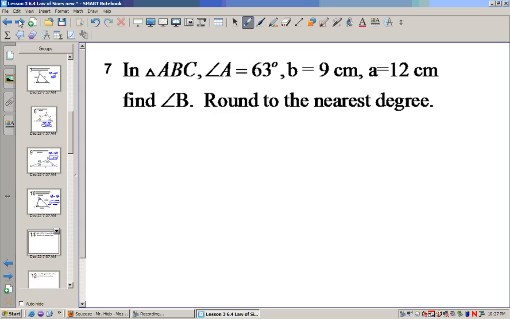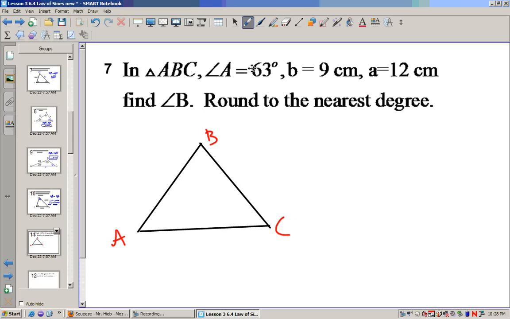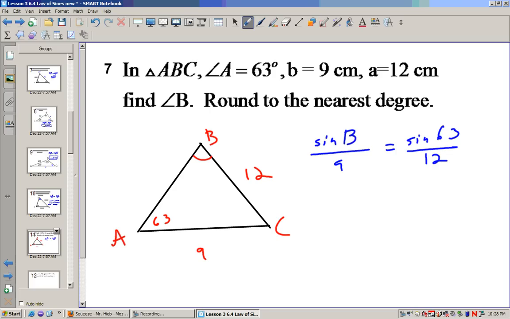In triangle ABC, now I don't know what my triangle is going to look like. So what I'm going to do is just make a generic triangle, label it ABC, and now I'm going to label this as 63. Little b is always across from big B. 9, little a is 12, and I want to find this angle here. So I'll say the sine of angle B over 9 is equal to the sine of 63 over 12. Cross multiply and divide.